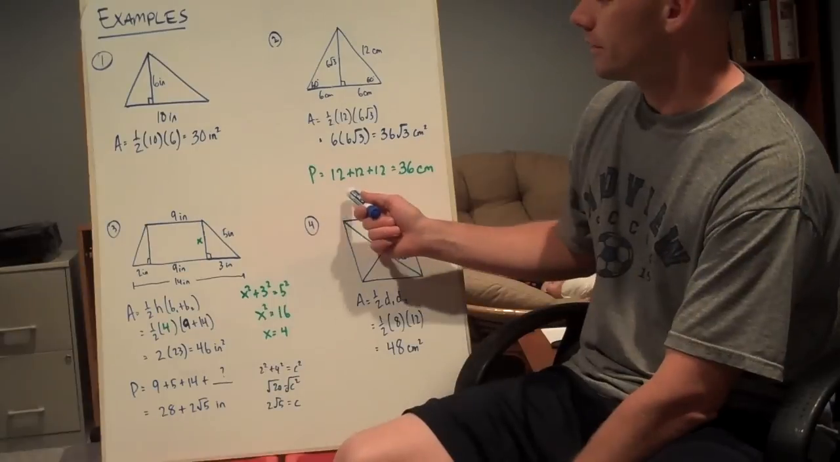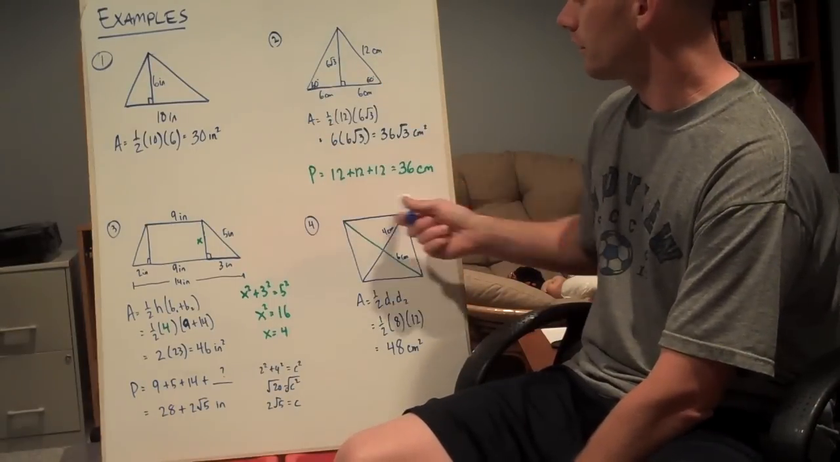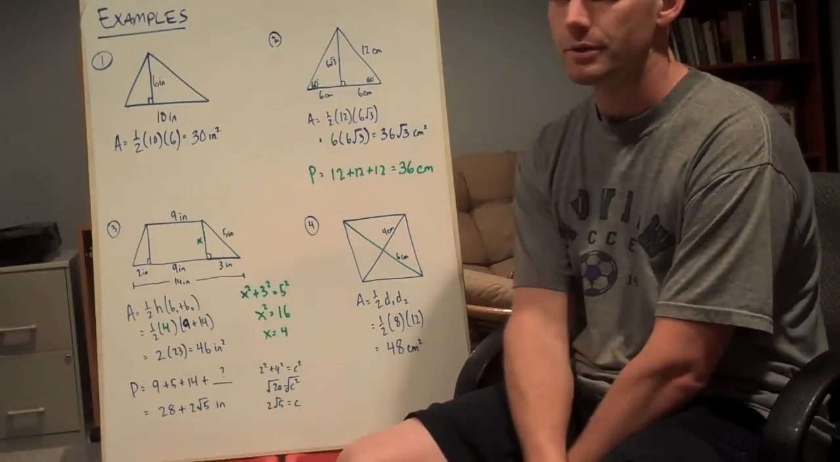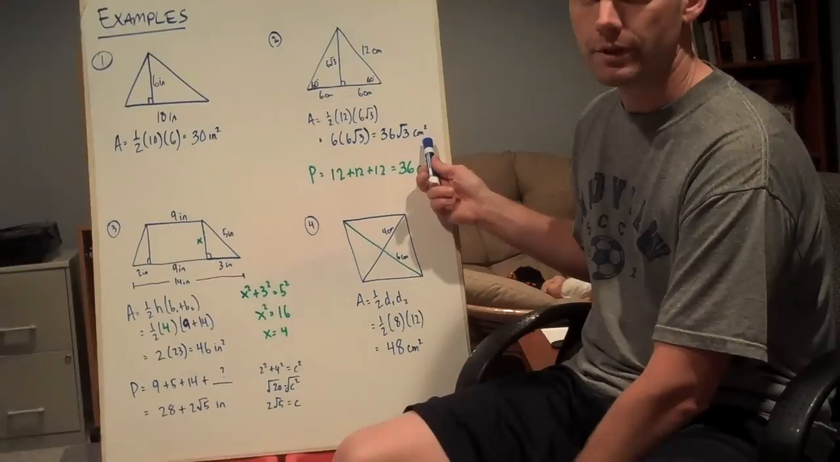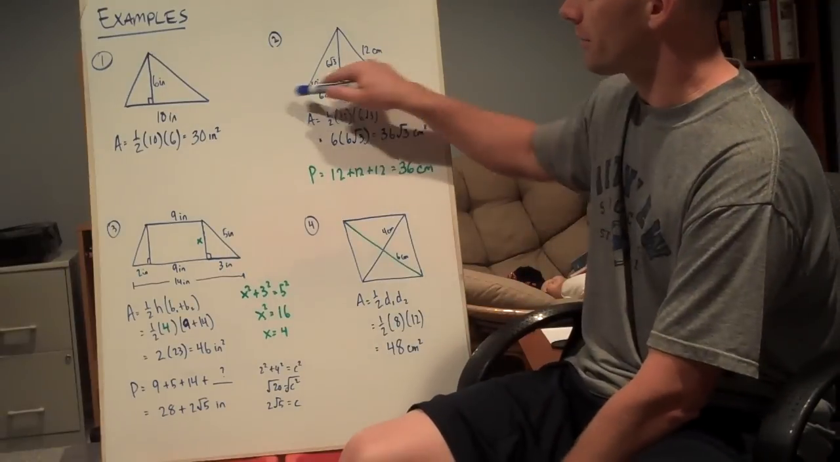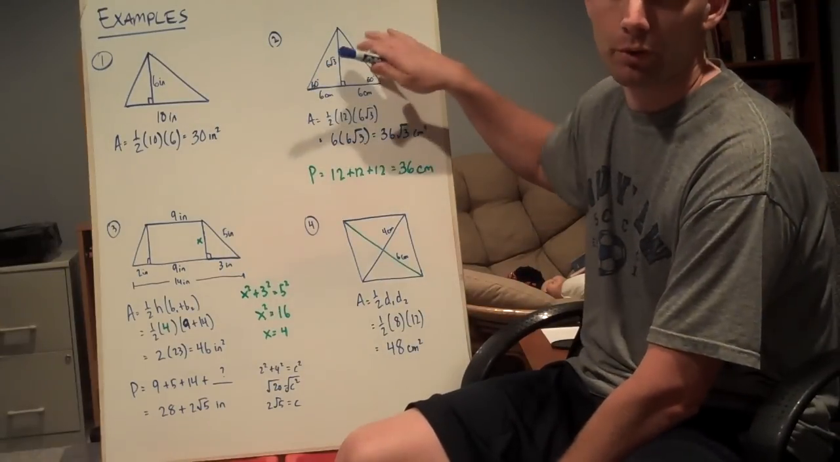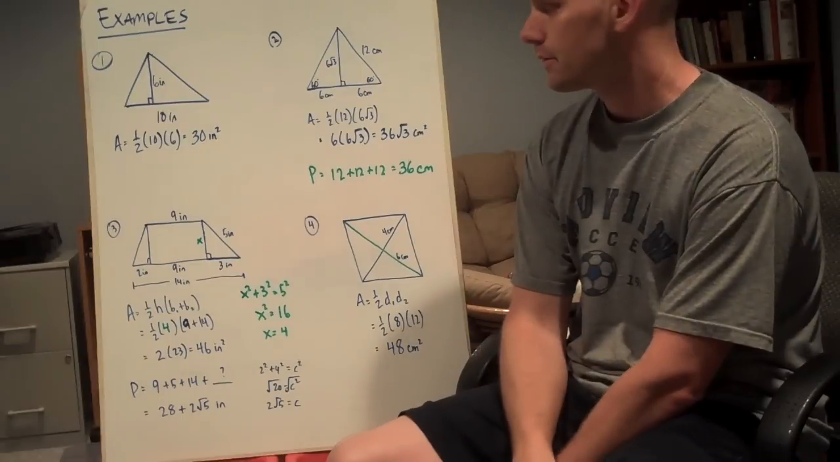In terms of perimeter, just real quick, equilateral is pretty simple. 12 plus 12 plus 12, we get 36 centimeters. Big thing to point out here: notice area is in square units, in this case square centimeters. Perimeter is not in square units, because we're just talking about the distance. You're not talking about what you can put inside, but the distance around the object. So here it's just centimeters.